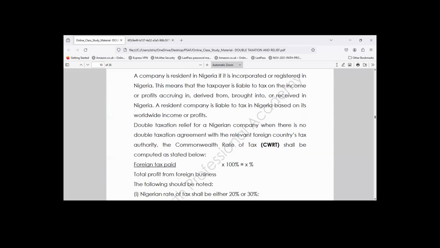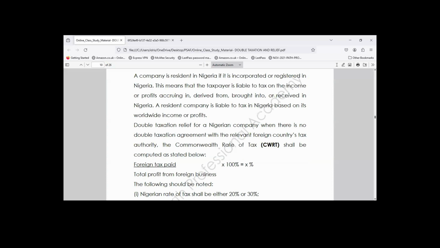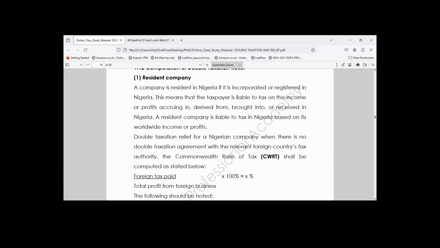We use computation of double taxation relief for resident company. I can classify it in two ways. Number one way is when there is an agreement between the two countries. Take, for instance, Nigeria and UK, they have a double taxation agreement. The rates we are going to use to compute double taxation relief, or the rates we are going to use to give credit, is going to be the rates stated in the agreement.